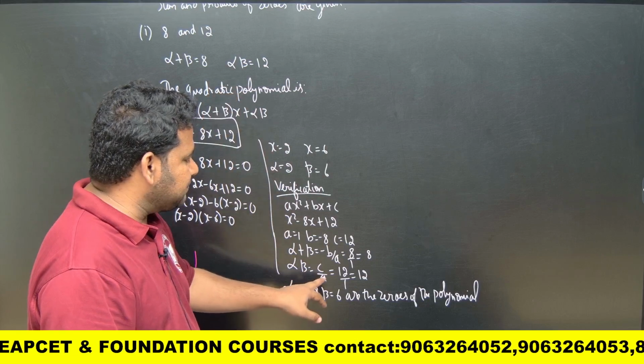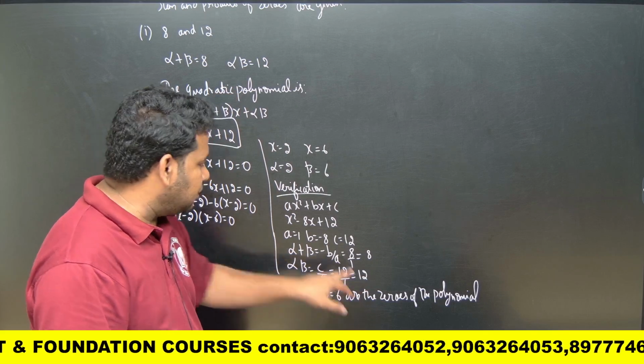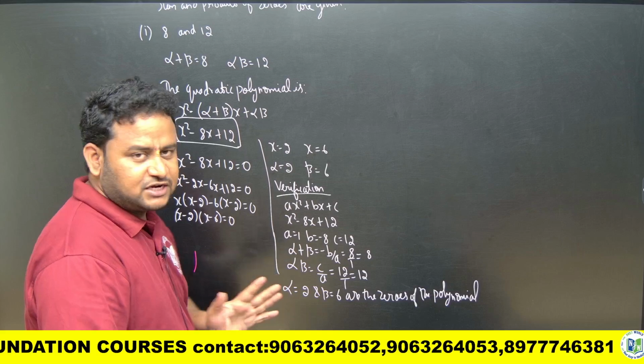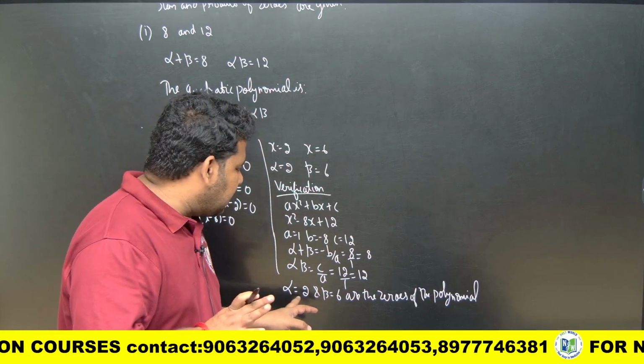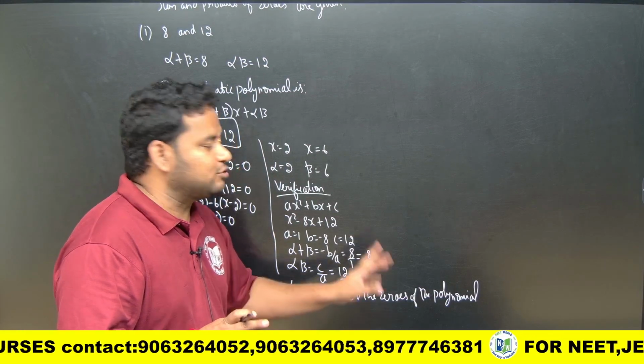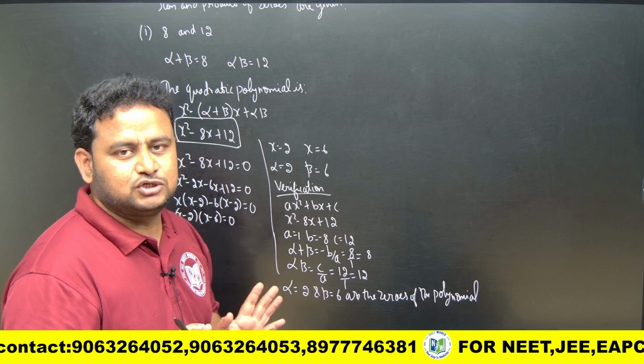Alpha beta is equal to c by a by formula method, that is 12 I got. Here also alpha beta is equal to 12. So it is verified. So our answer is correct. So alpha is equal to 2 and beta is equal to 6 are the zeros of the polynomial. That is the solution of this question.